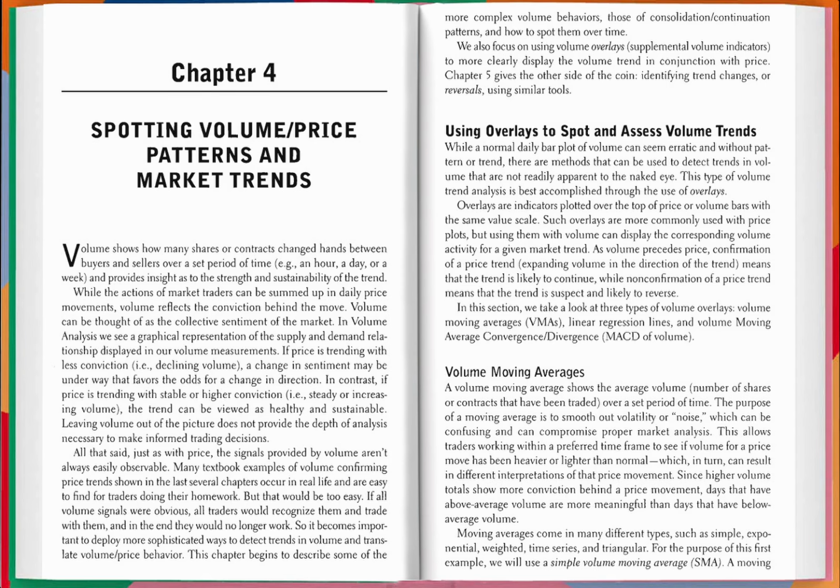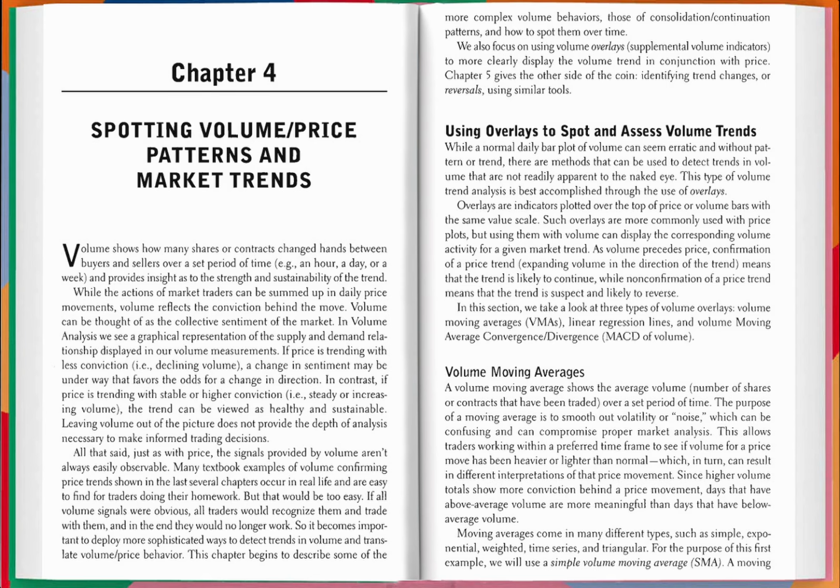In volume analysis, we see a graphical representation of the supply and demand relationship displayed in our volume measurements. If price is trending with less conviction, i.e., declining volume, a change in sentiment may be underway that favors the odds for a change in direction. In contrast, if price is trending with stable or higher conviction, i.e., steady or increasing volume, the trend can be viewed as healthy and sustainable. Leaving volume out of the picture does not provide the depth of analysis necessary to make informed trading decisions.